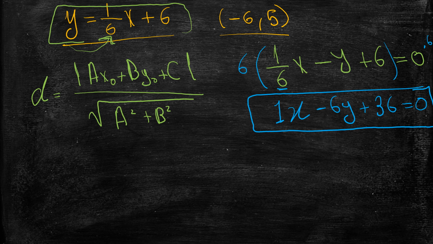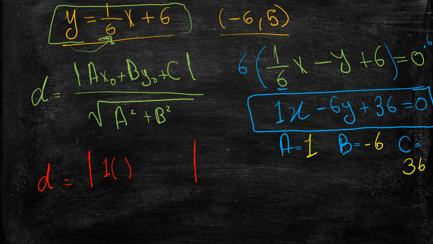Then let's identify the coefficients a, b, and c. A is going to be the number multiplied by x, which is 1. B is the number multiplied by y, which is minus 6. And c is the constant, which is 36. Now, let's plug these values into the formula. You will get D equals the absolute value of a, which is 1, multiplied by x0.